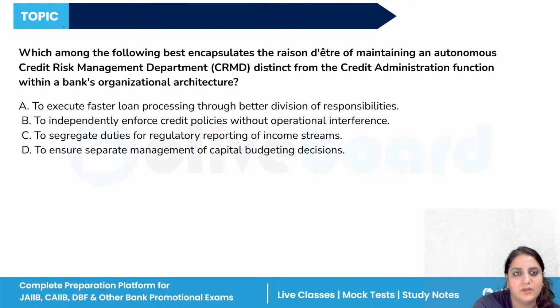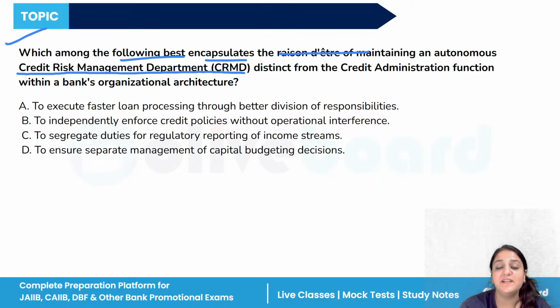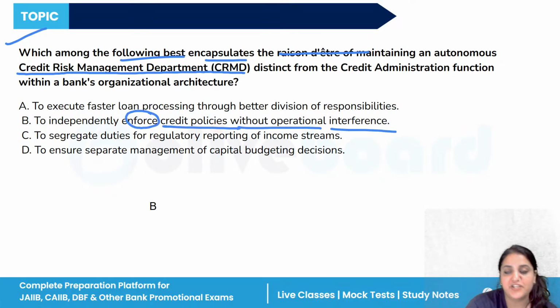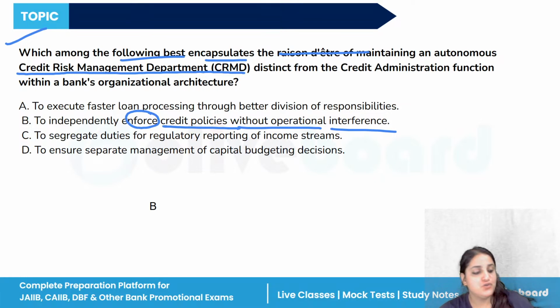Okay. Which among the following best encapsulates maintaining an autonomous credit risk management department that is different from the credit administration function? Because they independently enforce credit policies without operational interference. So the correct answer is option B.